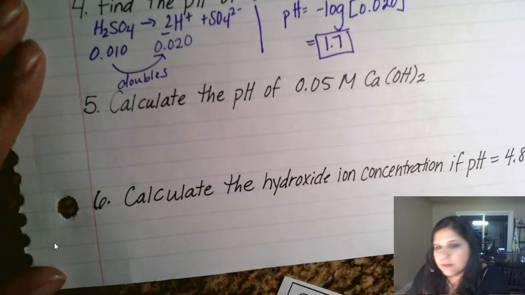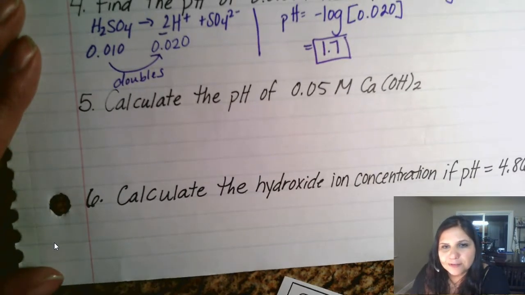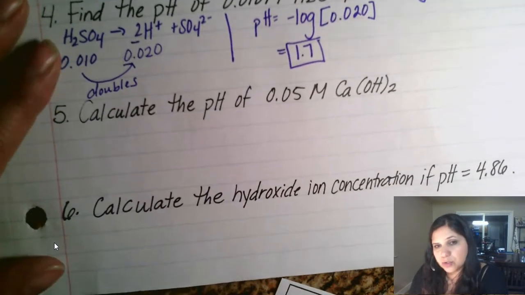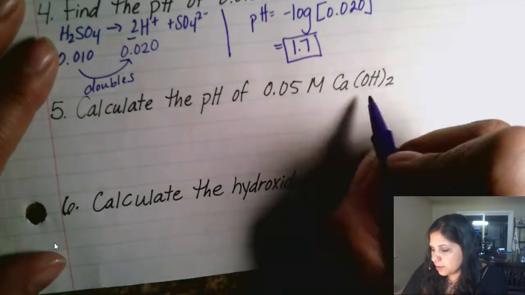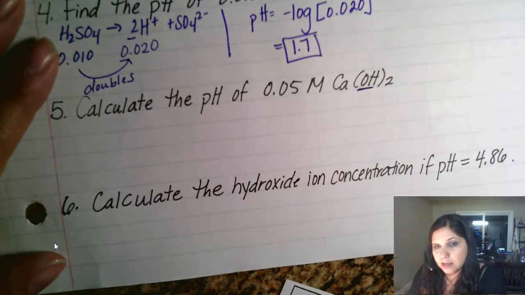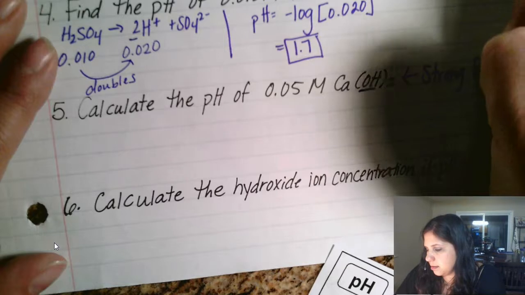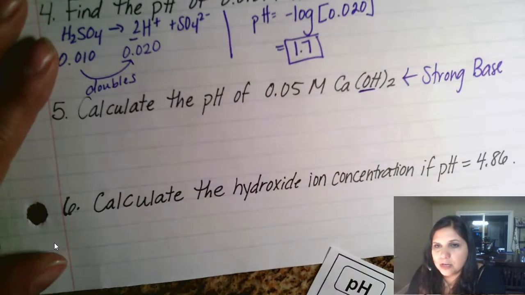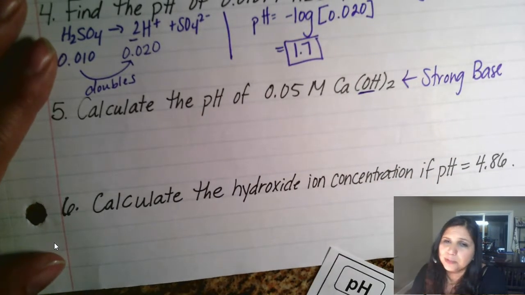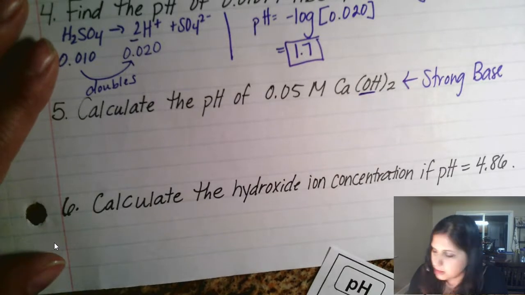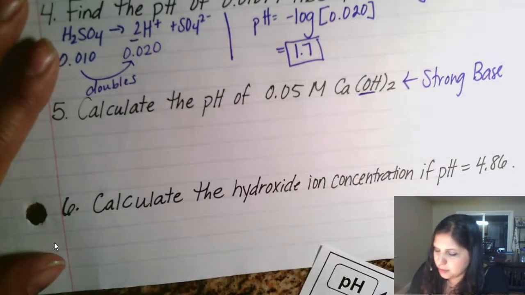Calculate the pH of 0.05 molar CaOH2. Well, this is a strong base. How do I know it's a base? Well, it has a hydroxide ion in it. So this is a strong base. Okay, what do strong bases break up into? Well, they don't break up into hydrogen ions and whatever else. They break up into this plus hydroxide ions.